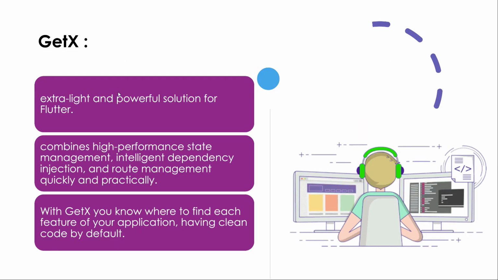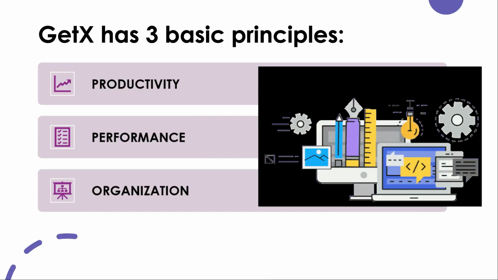So GetX is an extra light and powerful solution for Flutter. GetX combines high performance state management, intelligent dependency injection, and route management quickly and practically. With GetX, you know where to find each feature of your application, having clean code by default.